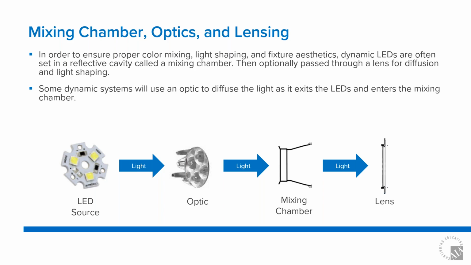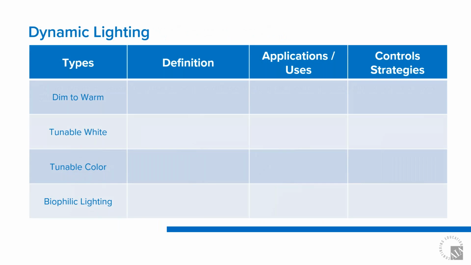Now that you understand all of the elements needed for a dynamic lighting luminaire, let's break down the 4 types of dynamic lighting. Just to remind you, the 4 types are dim to warm, tunable white, tunable color, and biophilic lighting. What we're going to do is look at the definition, then look at applications and usage, and then look at control strategies.